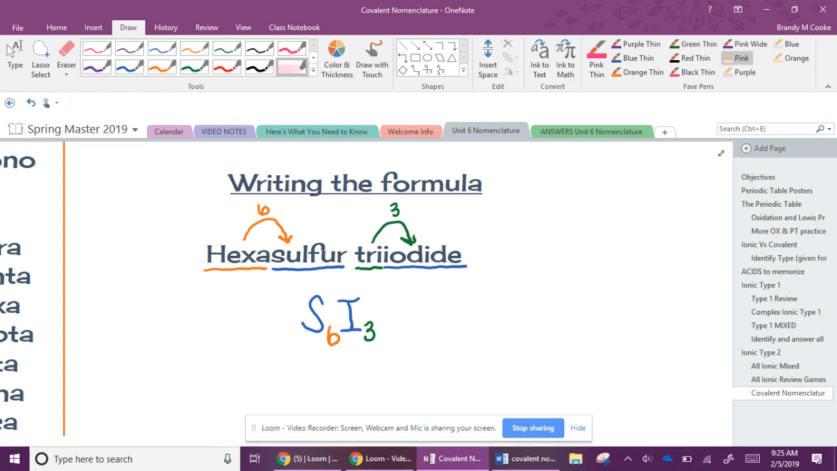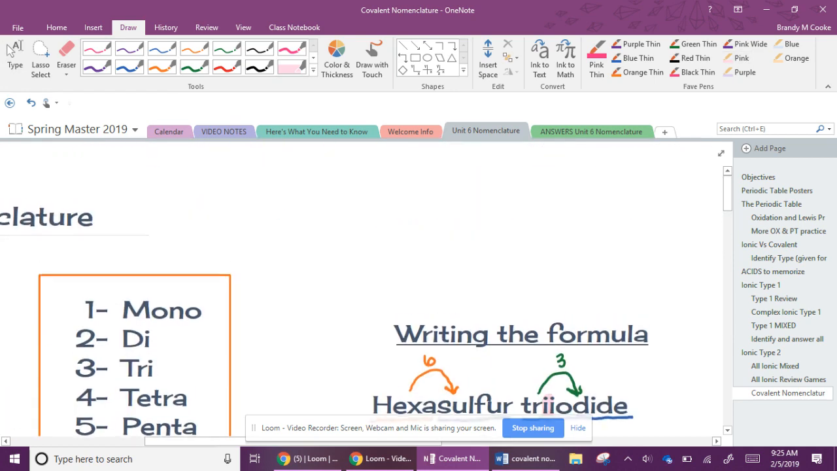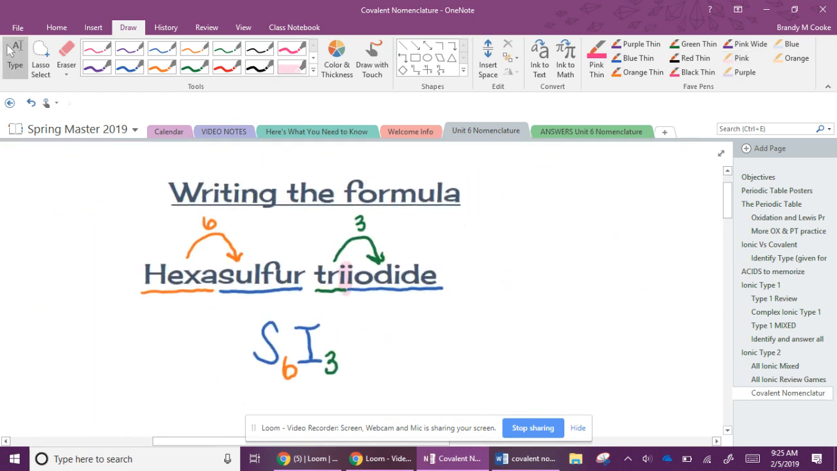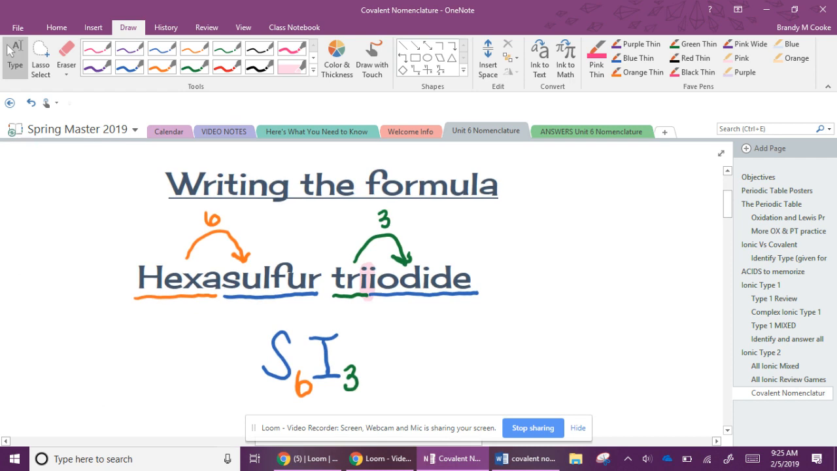And notice that we do have this double I going on here, and that's super funky looking, but it's correct because we only drop letters when we're looking at oxygen. So don't let that throw you off. And that's how you write the formula. And it's truly that simple every single time.